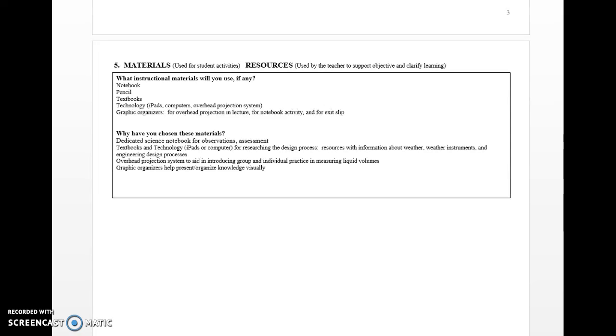Textbooks: I put that down for reinforcement of vocabulary or concepts presented as far as weather or weather instruments, and looking for design ideas for their design process research. Technology: I put iPads and computers for looking at those resources again on weather instruments and the engineering design process, and I put an overhead projection system for that guided practice activity. Again, I'm hoping there could be some interactive whiteboard software that will allow students to be more interactive with the content, but a good old-fashioned overhead would work for that too.